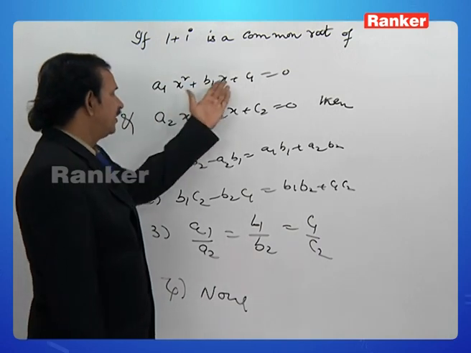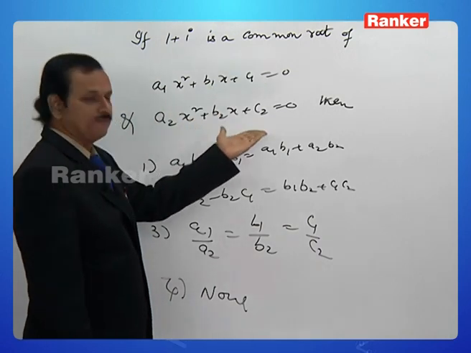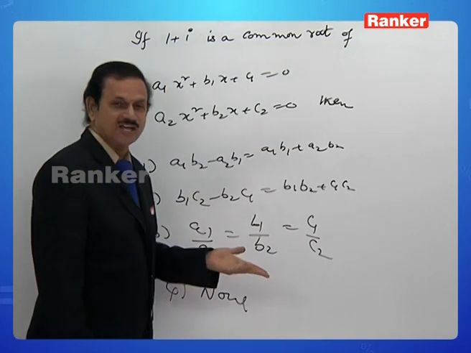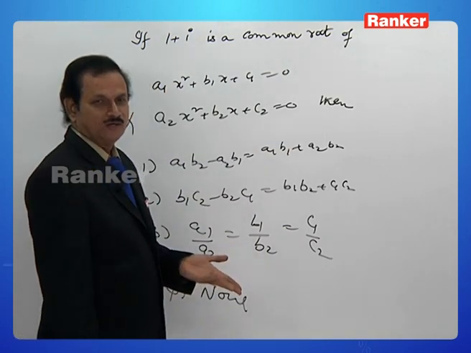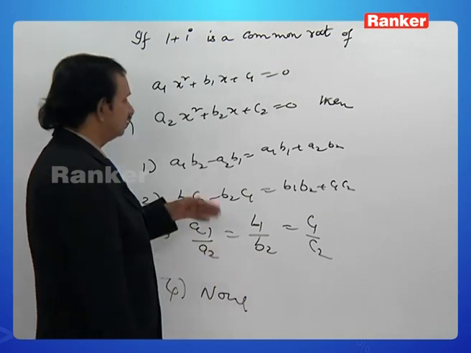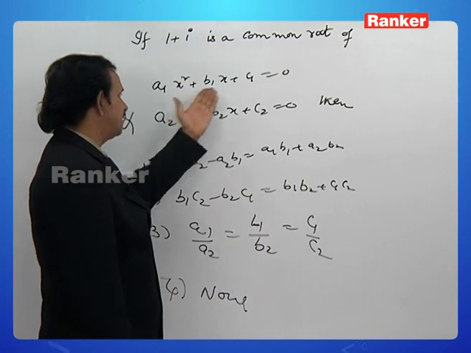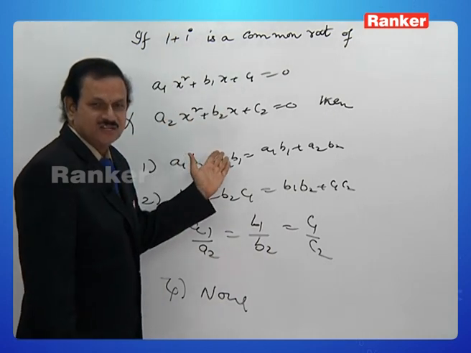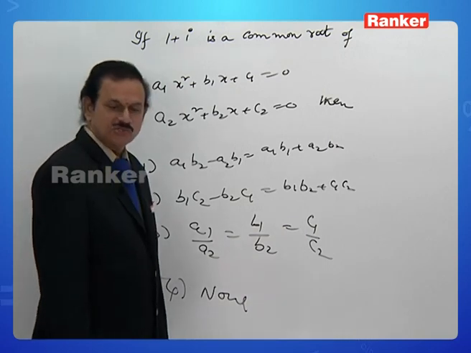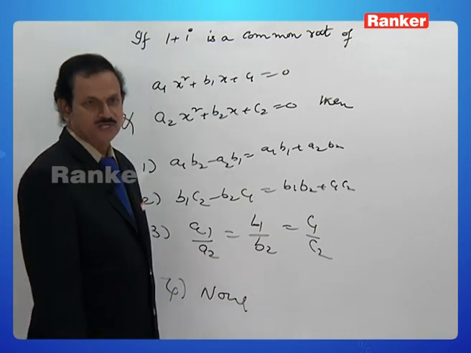We are not knowing the values of a1, b1, c1 and a2, b2, c2 at all. He is saying that 1 plus i is a common root. What does it mean? Are you thinking to substitute 1 plus i in the place of x in both the equations? It is a tedious job. Here, we are supposed to use a very simple logic.